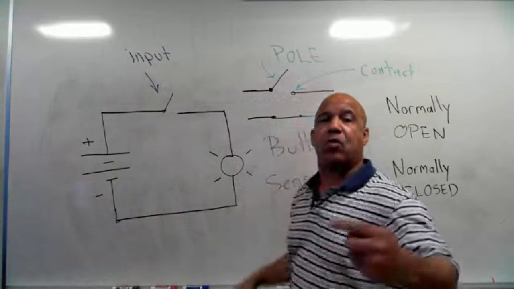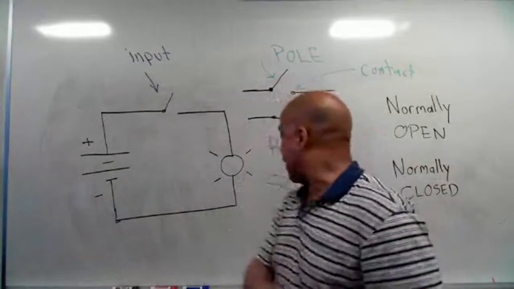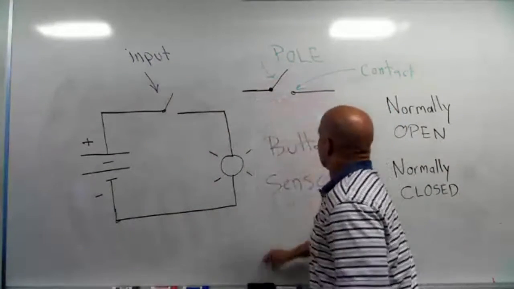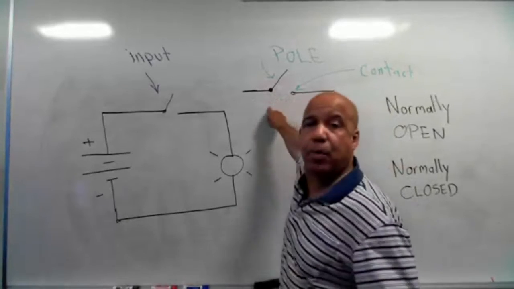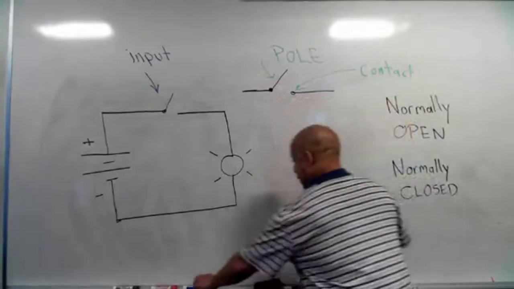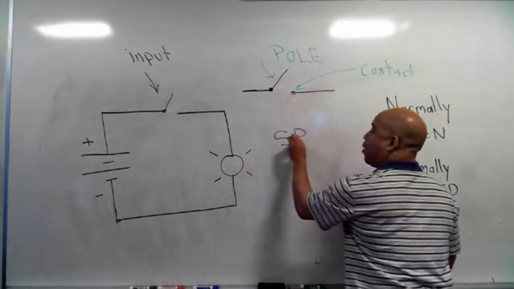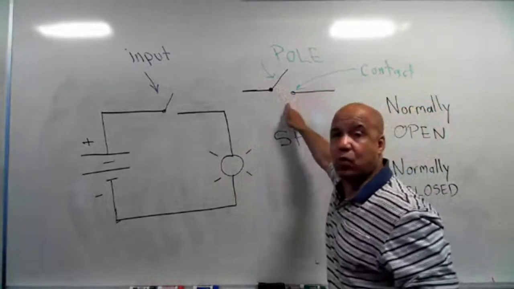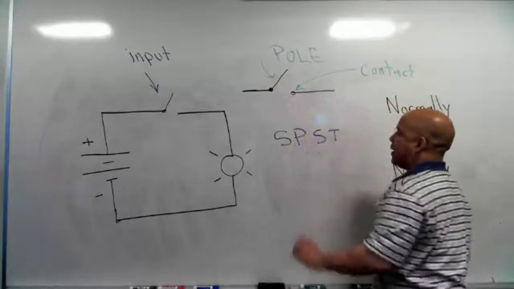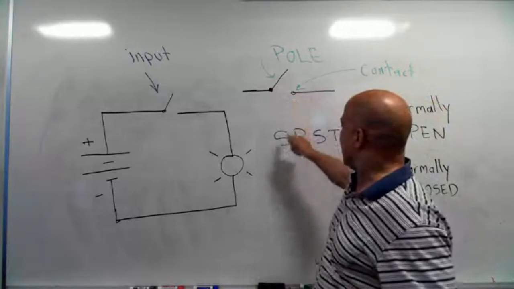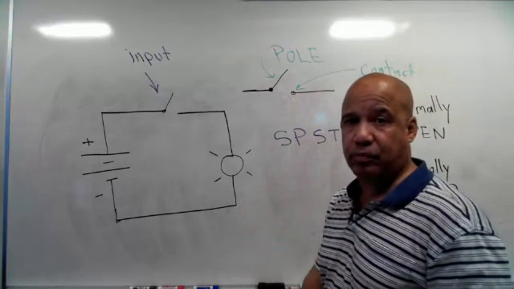It looks like this. One of the things you have to be able to do in this class is name a switch based on what I just described. Since I have one pole here, I would call this a single pole. And since there's only one way to move the pole to touch a contact, it's a single throw. The way I have it drawn, this is a single pole, single throw switch. You have to be able to name a switch like that.